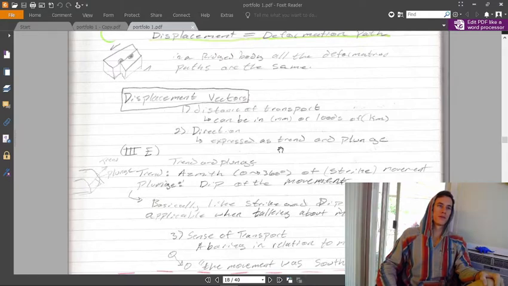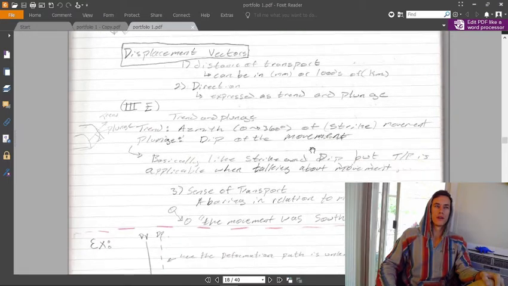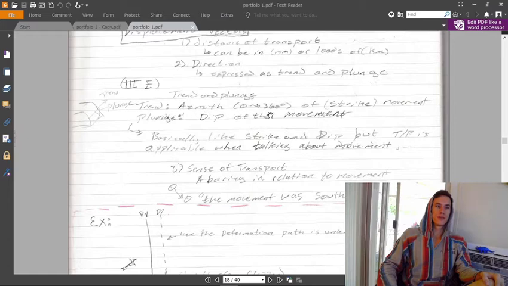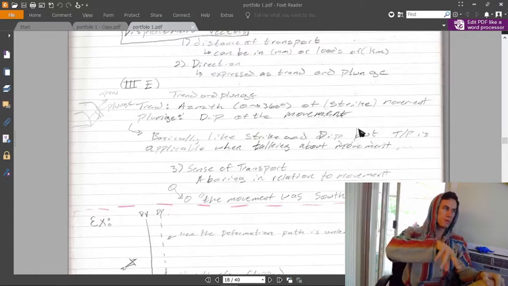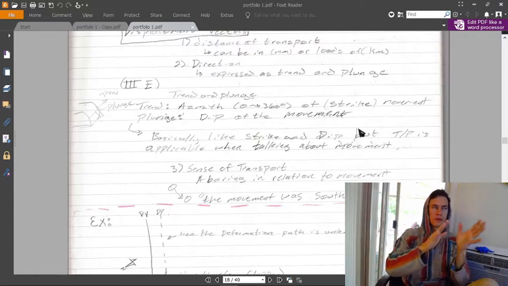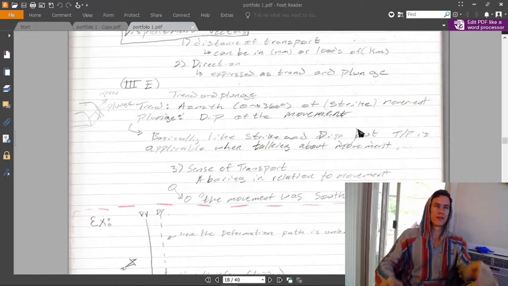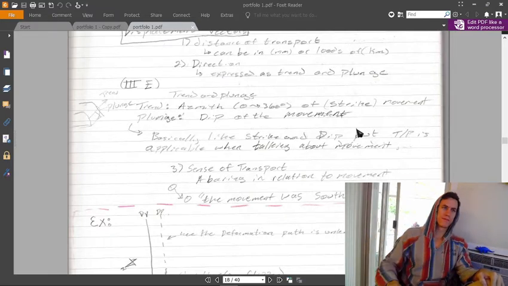Direction, exposed as trend and plunge. So trend and plunge is kind of like strike and dip, just a little bit different. Trend is the azimuth from 0 to 360 of strike movement, and plunge is the dip of the movement. So trend is basically what actual cardinal direction it faces, and plunge is basically the dip. That's what trend and plunge is applicable when talking about movement.